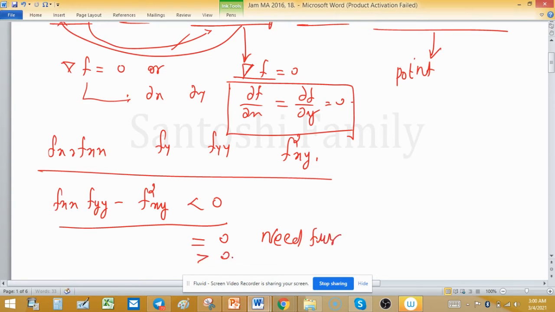If this is greater than 0, then the point is a point of extrema, meaning either minima or maxima. That will depend on the sign of either fxx or fyy. If they are negative, then it is a point of maxima. If positive, then it is a point of minima.